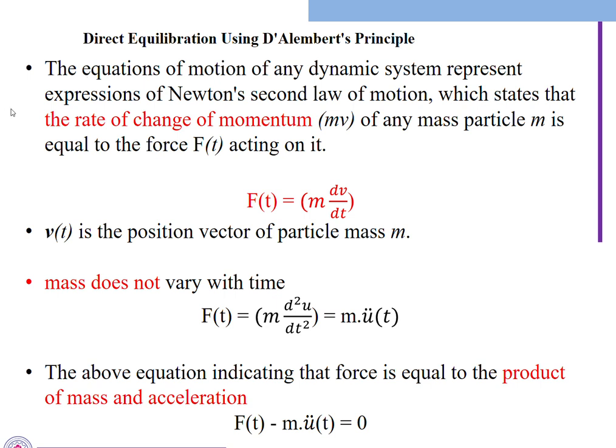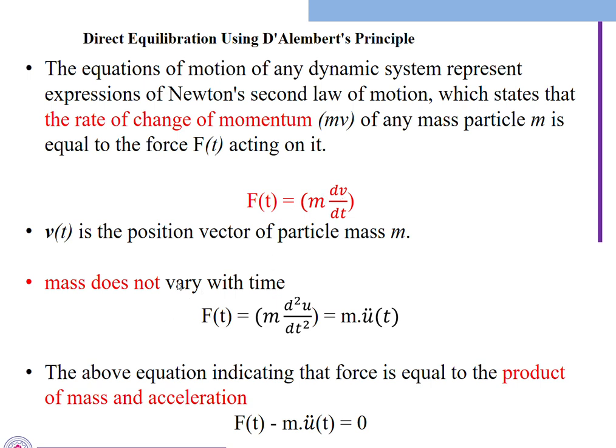The equation of motion of any dynamic system represents an expression of Newton's second law of motion, which states that the rate of change of momentum mv of any mass particle m is equal to the force f of t acting on it, where f of t is the rate of change of momentum, m into dv by dt, and v of t represents the velocity of the particle.